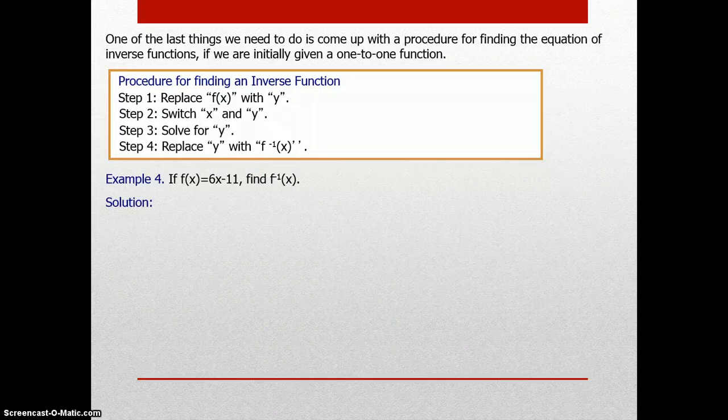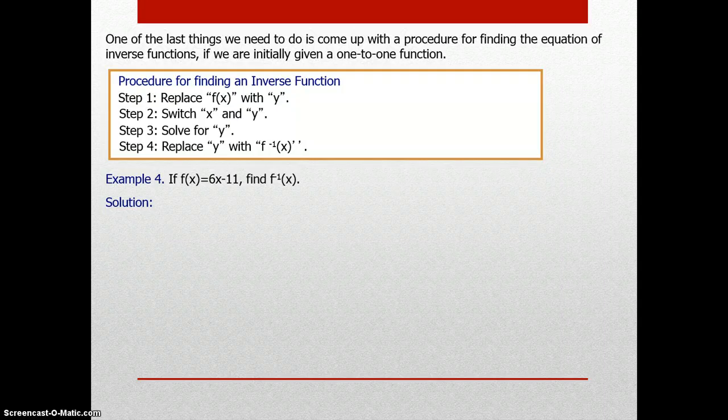However, let's see how do we do this algebraically. So one last thing that we need to do is come up with a procedure for finding the equation of an inverse function if we're initially given it's a 1-to-1. So let's say f of x equals 6x minus 11. I know it's a 1-to-1. If I'm not sure, I will graph it and do the horizontal line test.